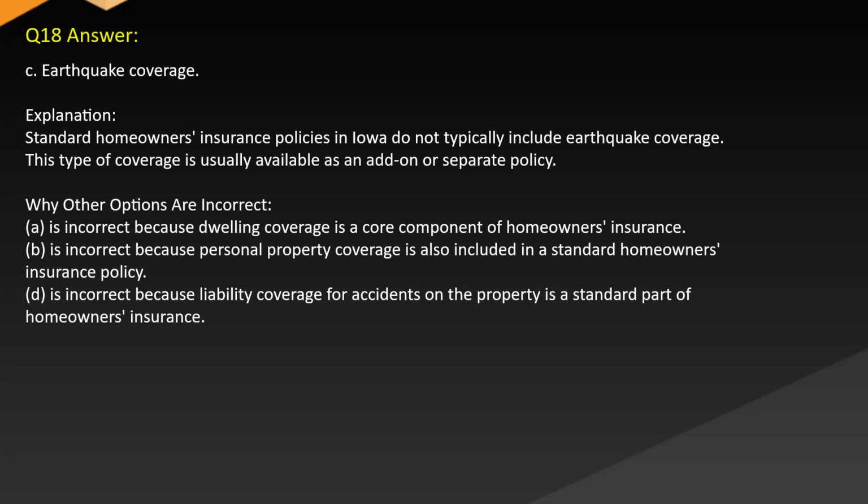A is incorrect because dwelling coverage is a core component of homeowners insurance. B is incorrect because personal property coverage is also included in a standard homeowners insurance policy. D is incorrect because liability coverage for accidents on the property is a standard part of homeowners insurance.